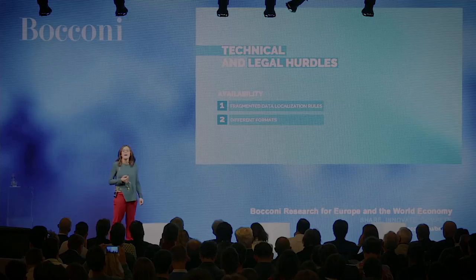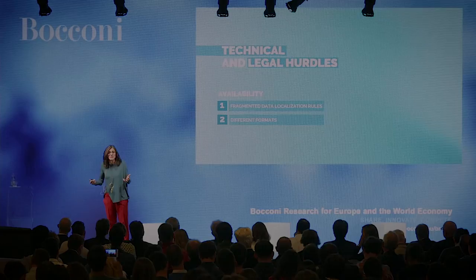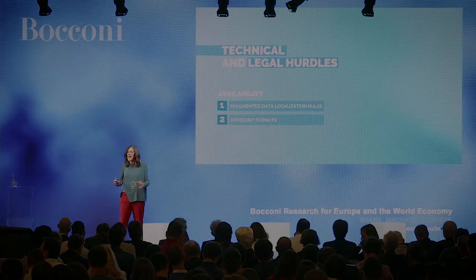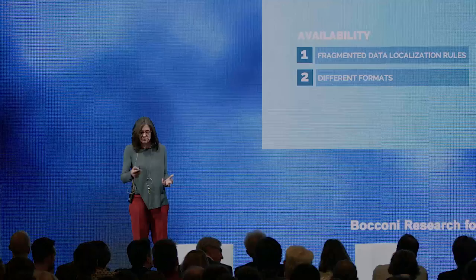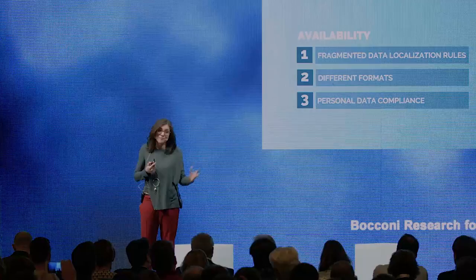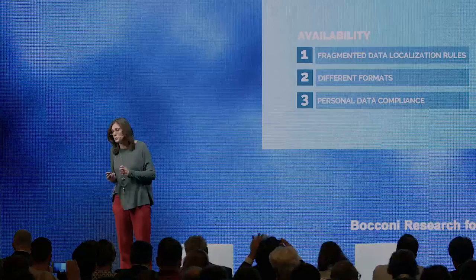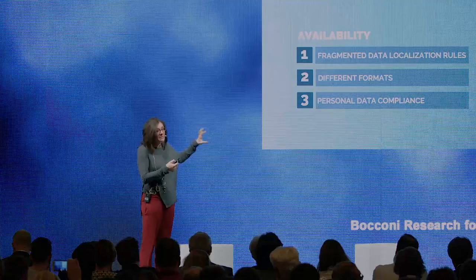Availability is then impaired by the formats in which these data are released, because if the format is not interoperable, you have a data set which is useless. You can't use that data set with other data sets, even if the data are open. And the same thing we can say about quality. If you open a data set which has a very low quality, who's going to use that? And painfully, we all know that the availability of open data is impaired by compliance with personal data rules. Although there are ways to make personal data non-personal anymore, this is a long way to go, and we definitely have to work on this.